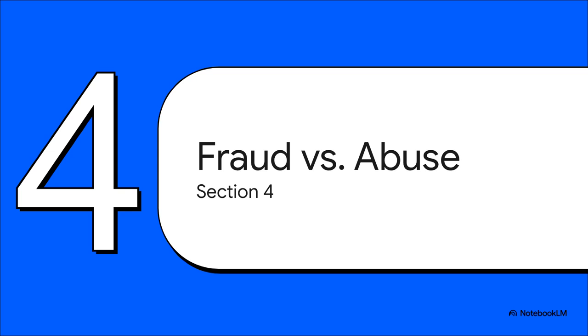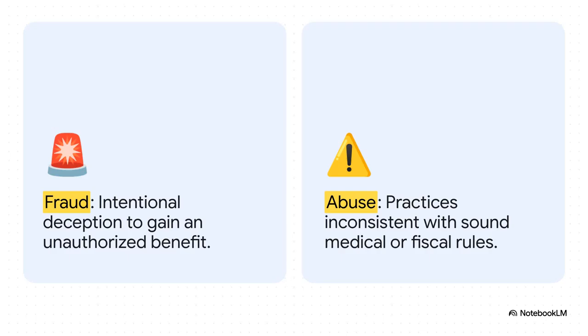Zooming out a bit now for Section 4, Fraud versus Abuse and Key Federal Statutes. Listen, fraud and abuse are fundamentally different, and you need to know the difference. Fraud is an intentional deception, like purposely billing for services you absolutely never rendered just to gain an unauthorized benefit. Abuse, however, involves practices that are just inconsistent with sound medical or fiscal practices, which end up resulting in unnecessary costs. Intent is the big dividing line here. It's a real game changer.